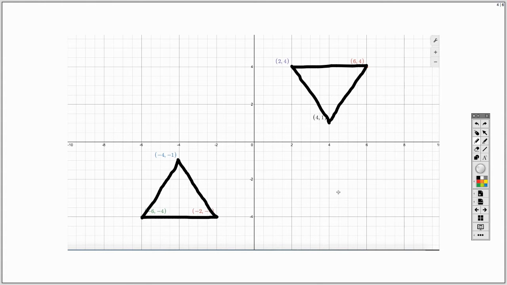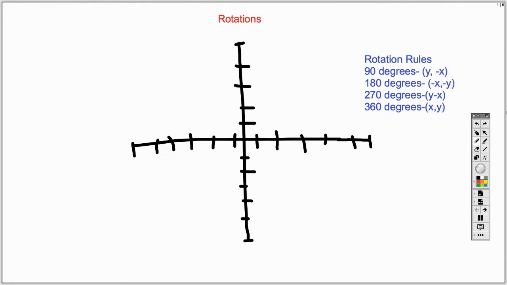Then I see this graph and we can clearly see that there is a rotation which happened. This was earlier our pre-image, and this triangle has been moved all the way over here, from this quadrant to this quadrant. And when we go to our rotation rules, these four things could be what happened: 90 degrees, 180 degrees, 270, or 360.